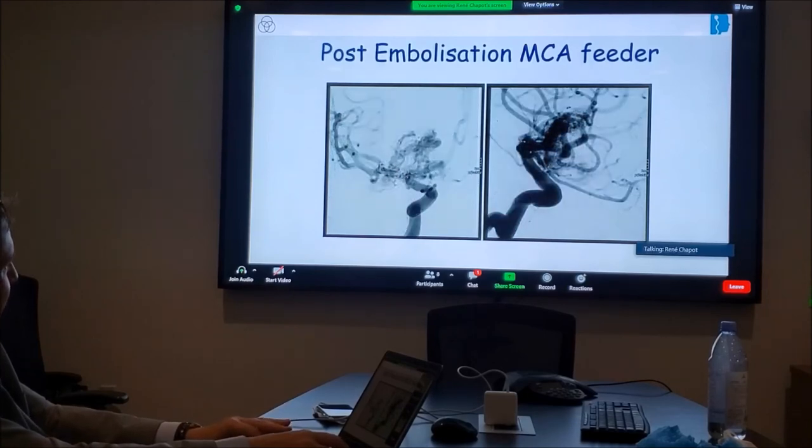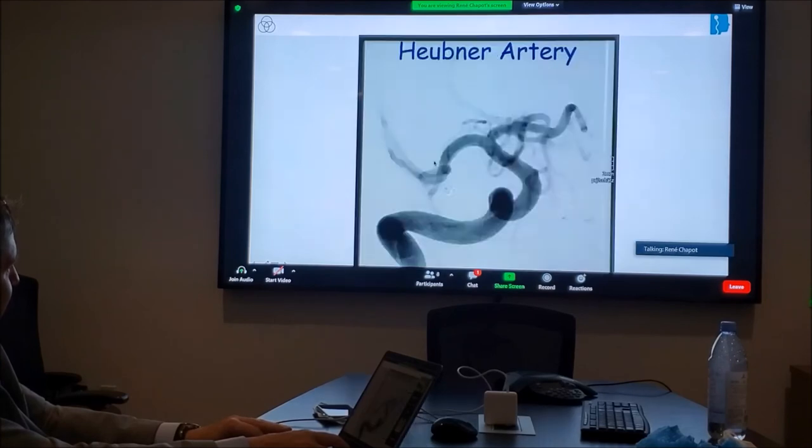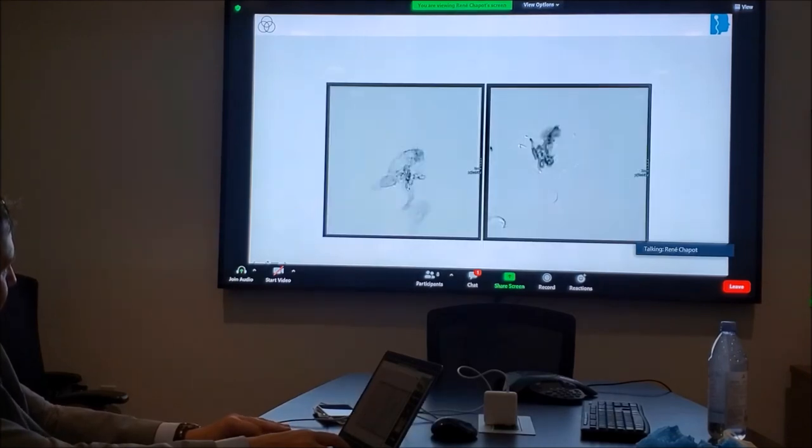And then there must be a feeder from A1. So you search, and you finally at some point find a feeder, which is a Heubner artery, which is this one here, which goes down. There we have it. This is the catheterization, the course of A1, up there, going up to there. And this is injection from up there. Question: do you embolize?